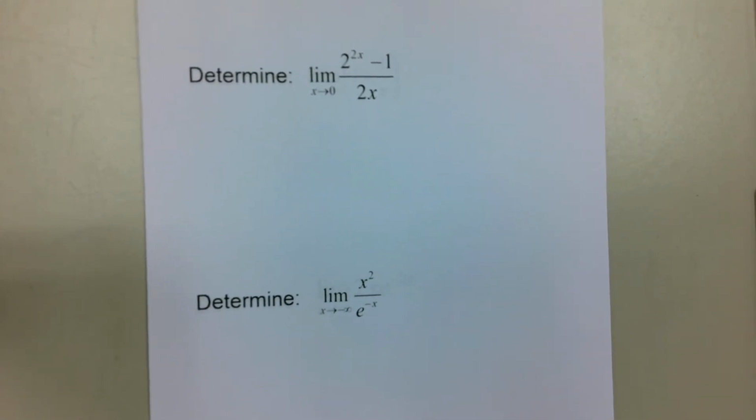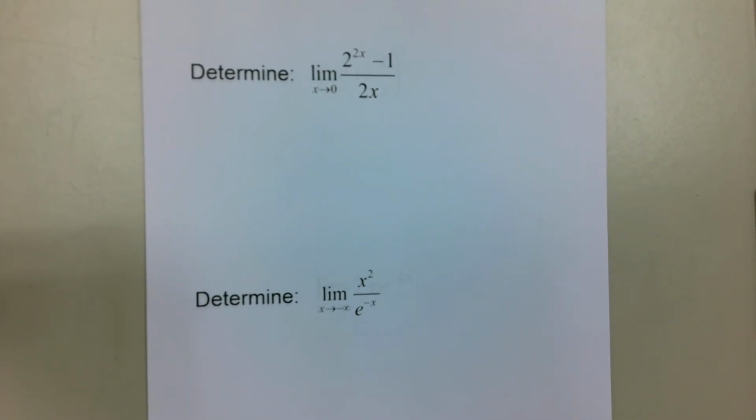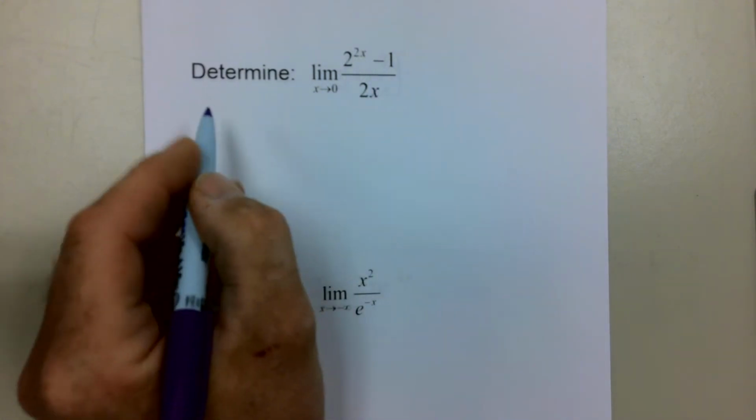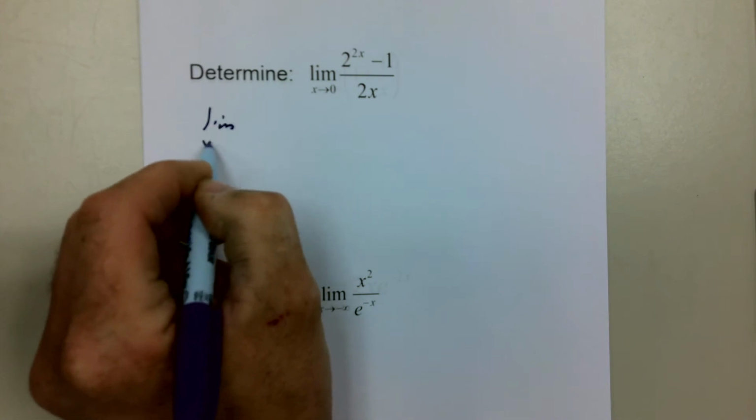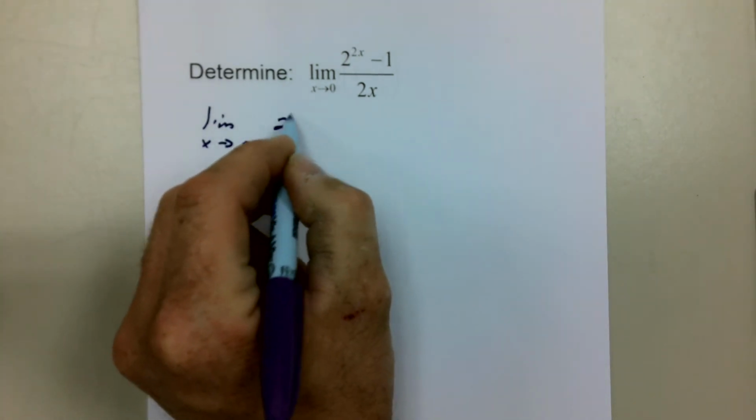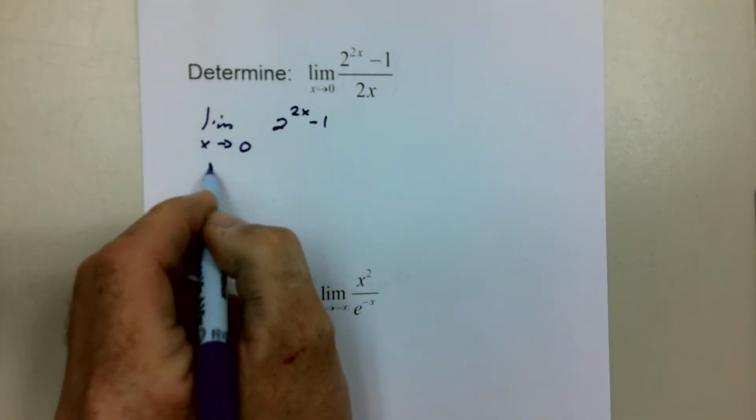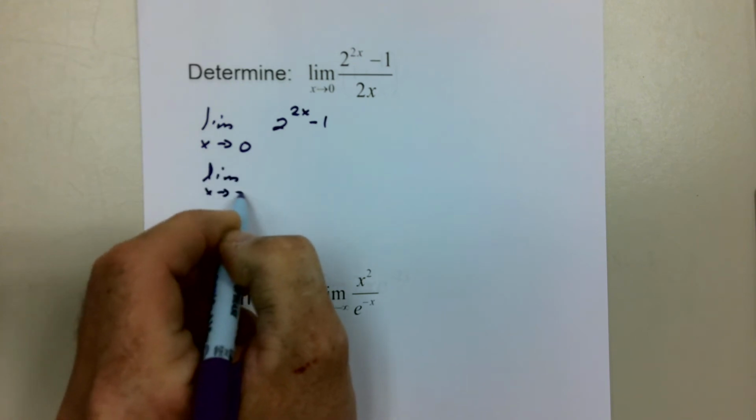We can do this with more complex problems. We have the limit as x goes to 0 of (2 to the 2x minus 1) over 2x. So with this one, we're going to go ahead and find the limit as x goes to 0 of 2 to the 2x minus 1, and the limit as x goes to 0 of 2x.